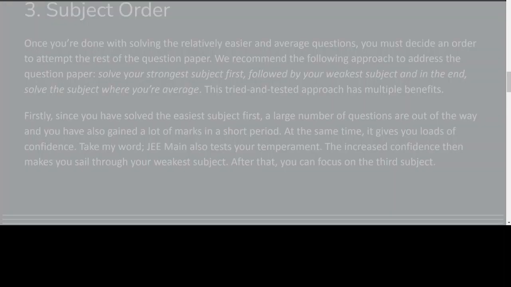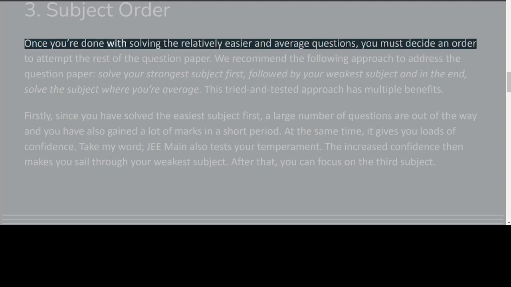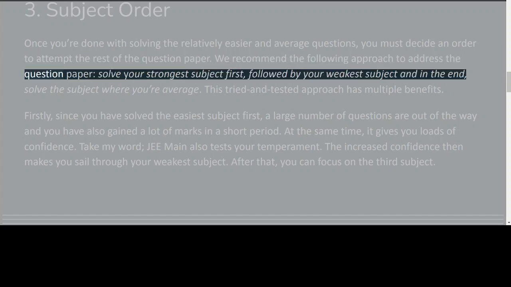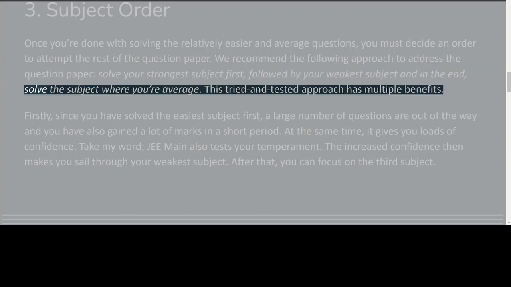3. Subject order. Once you're done with solving the relatively easier and average questions, you must decide an order to attempt the rest of the question paper. We recommend the following approach to address the question paper: solve your strongest subject first, followed by your weakest subject, and in the end, solve the subject where you're average. This tried and tested approach has multiple benefits.